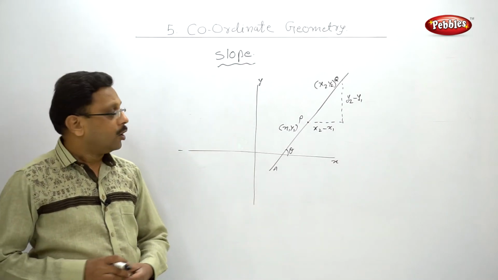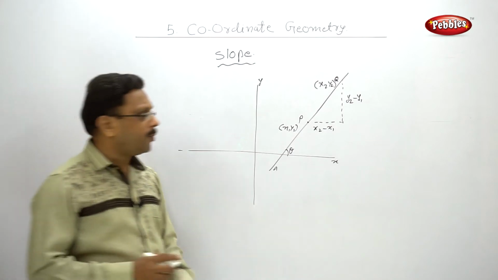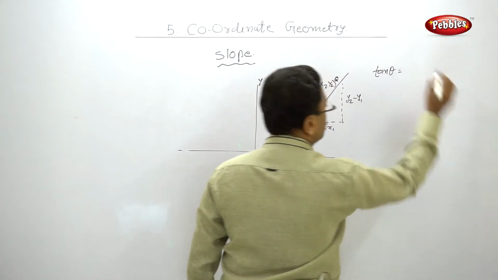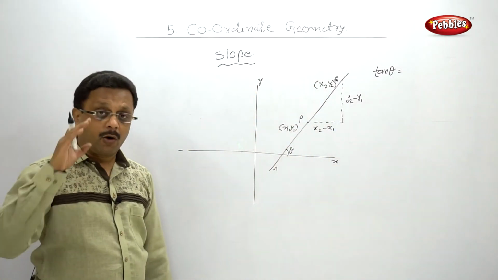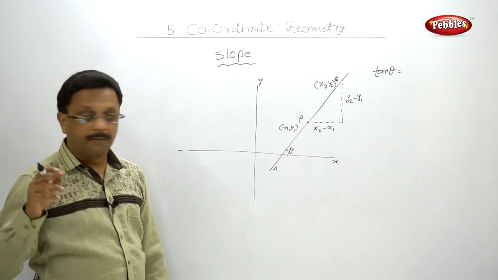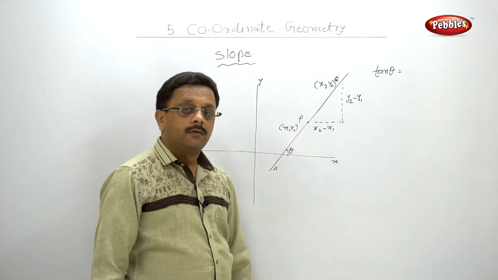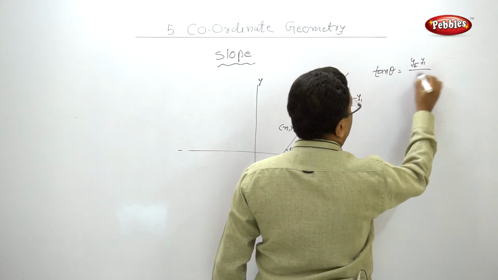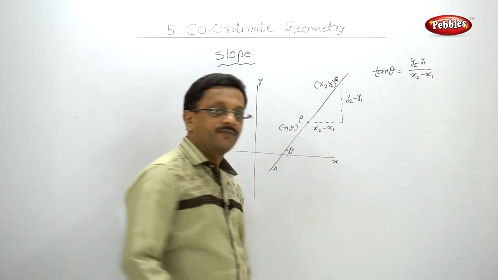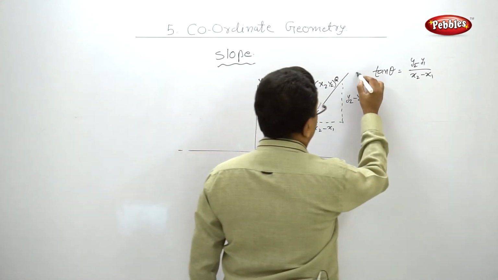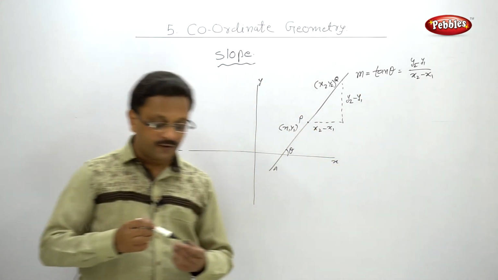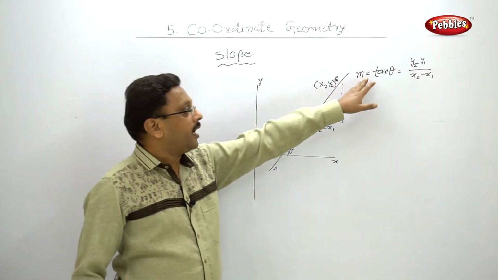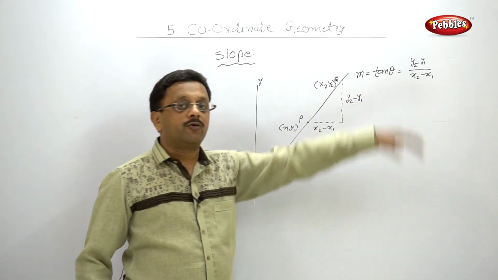Correct? So what is the slope of the line? The slope of the line is tan theta. Now the slope of the line is also denoted by letter m, small m. Now what is tan theta? Tan theta will be equal to y2 minus y1 upon x2 minus x1. That is tan theta, and that is also equal to m, that is the slope of the line. So now in some examples we have this equation, m equal to tan theta equal to y2 minus y1 upon x2 minus x1.